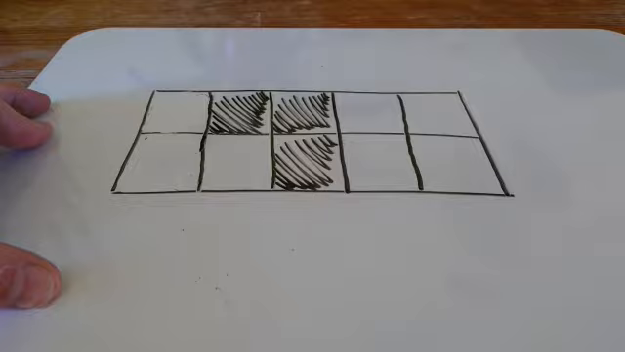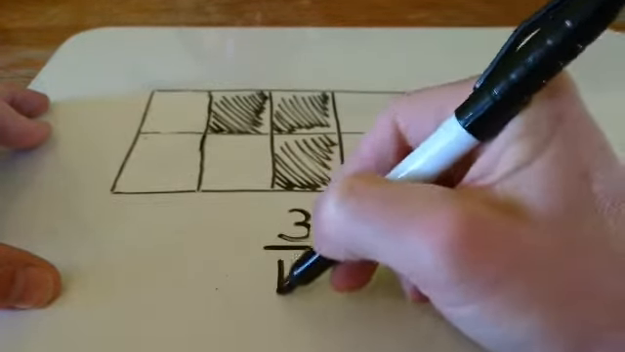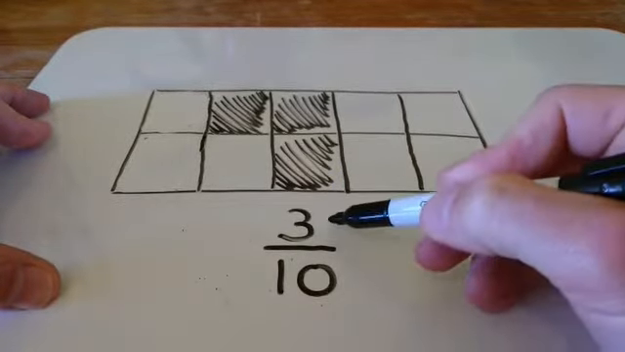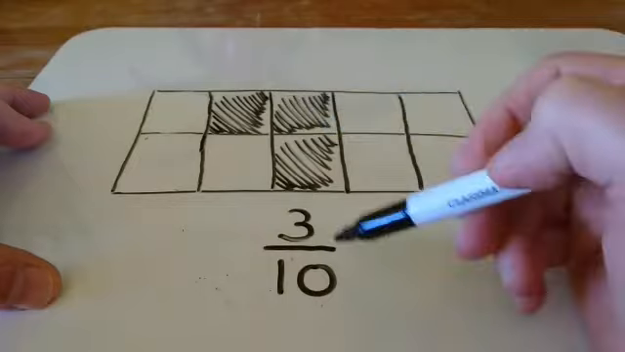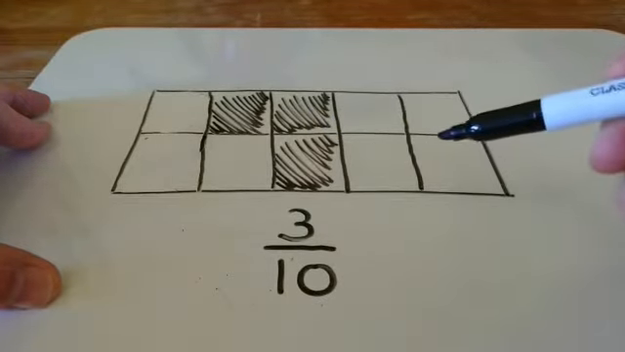And the answer is 3/10. Remember, numerator tells us how much I've shaded, and our denominator tells us how many equal pieces. Okay?